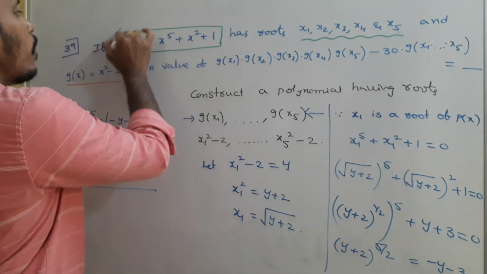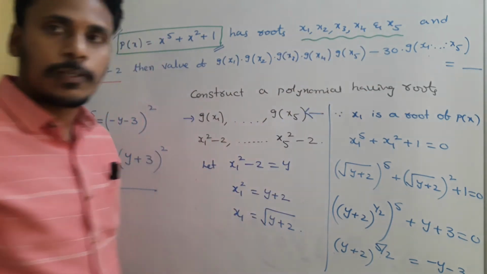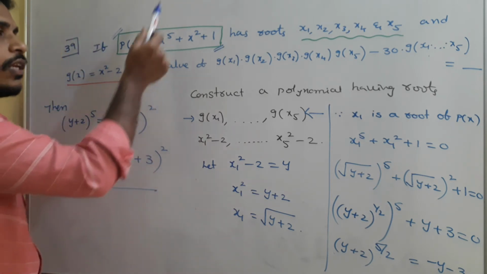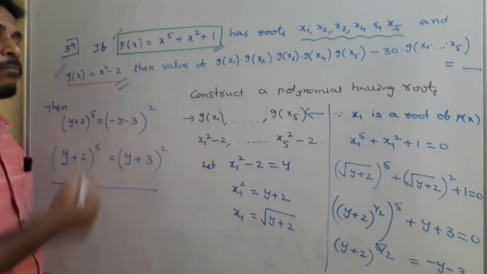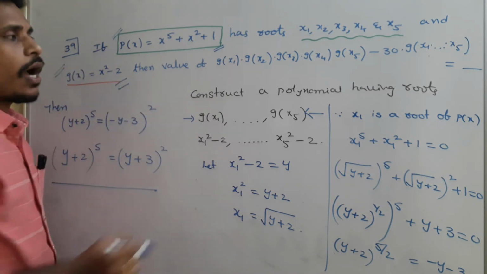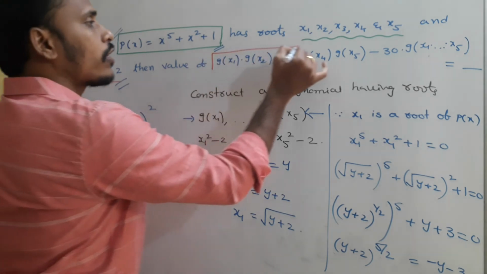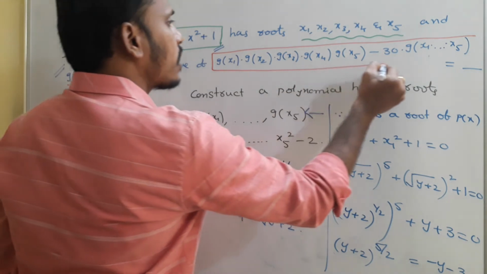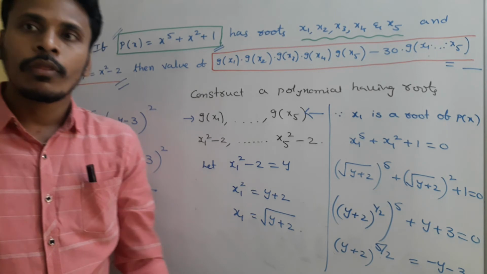So the given polynomial p of x is equal to x to the power 5 plus x squared plus 1, and it has these 5 roots: x1, x2, x3, x4 and x5. Very good. This is fifth degree, so it has 5 roots. Another polynomial g of x is given, and we need to find this particular value: g of x1 into g of x2 into g of x3 into g of x4 into g of x5, minus 30 into g of the product of x1, x2, x3, x4, x5.